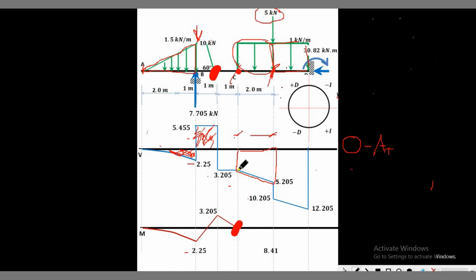Di ba nag-start dito? Obviously, this is negative kasi nasa baba siya. Disregarding now the signs of this 10.205 and 5.205, disregard the signs. Di ba dito nag-start 3.205, napunta ng 5.205. So, nag-increase, obviously nag-increase. Negative increasing. Disregard the sign.